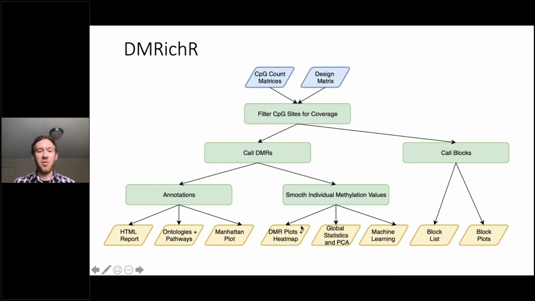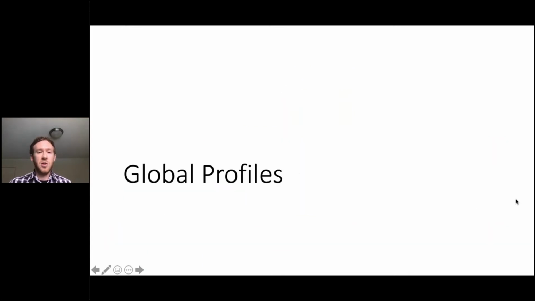And then it will produce some DMR plots, a heat map of your samples, as well as global statistics and principal component analyses. And something we've recently been working on is incorporating a machine learning feature selection. And for the larger blocks of methylation, you also get a list of these blocks and a plot of them too.